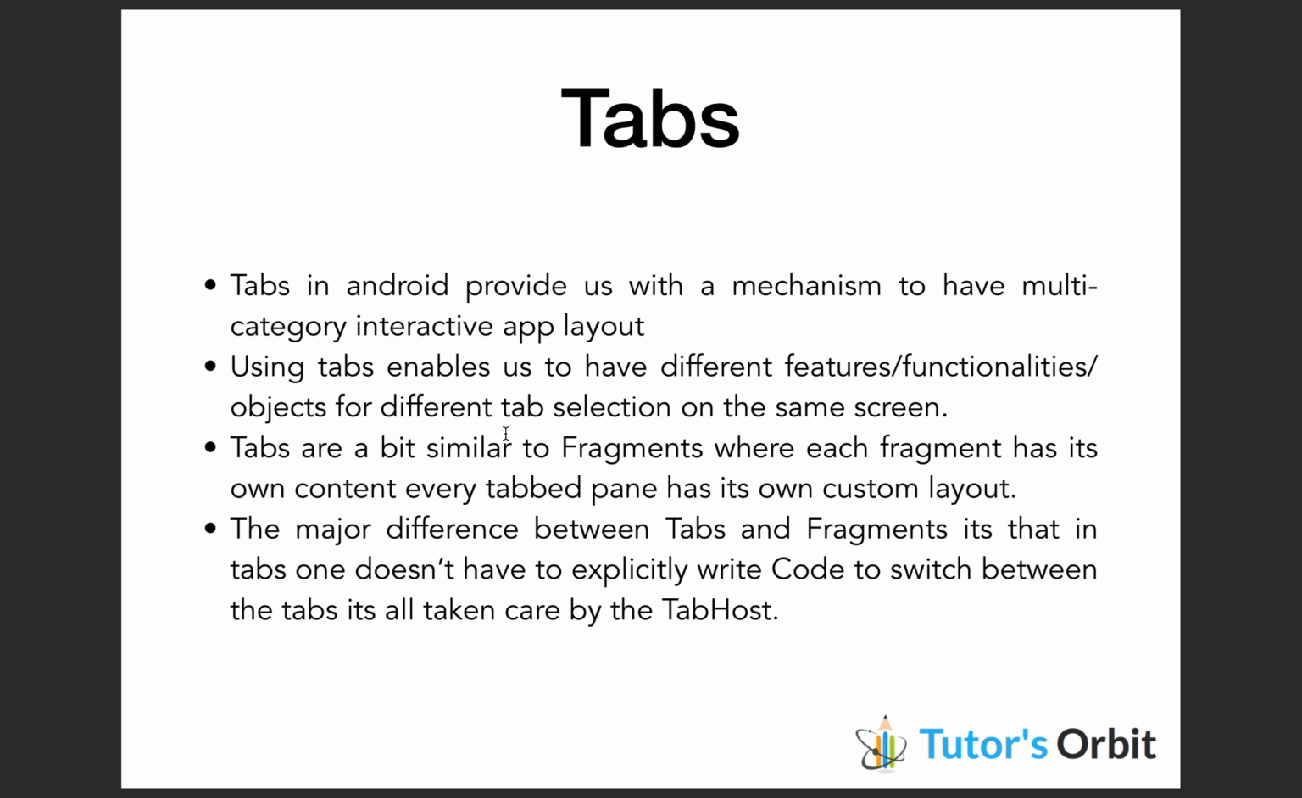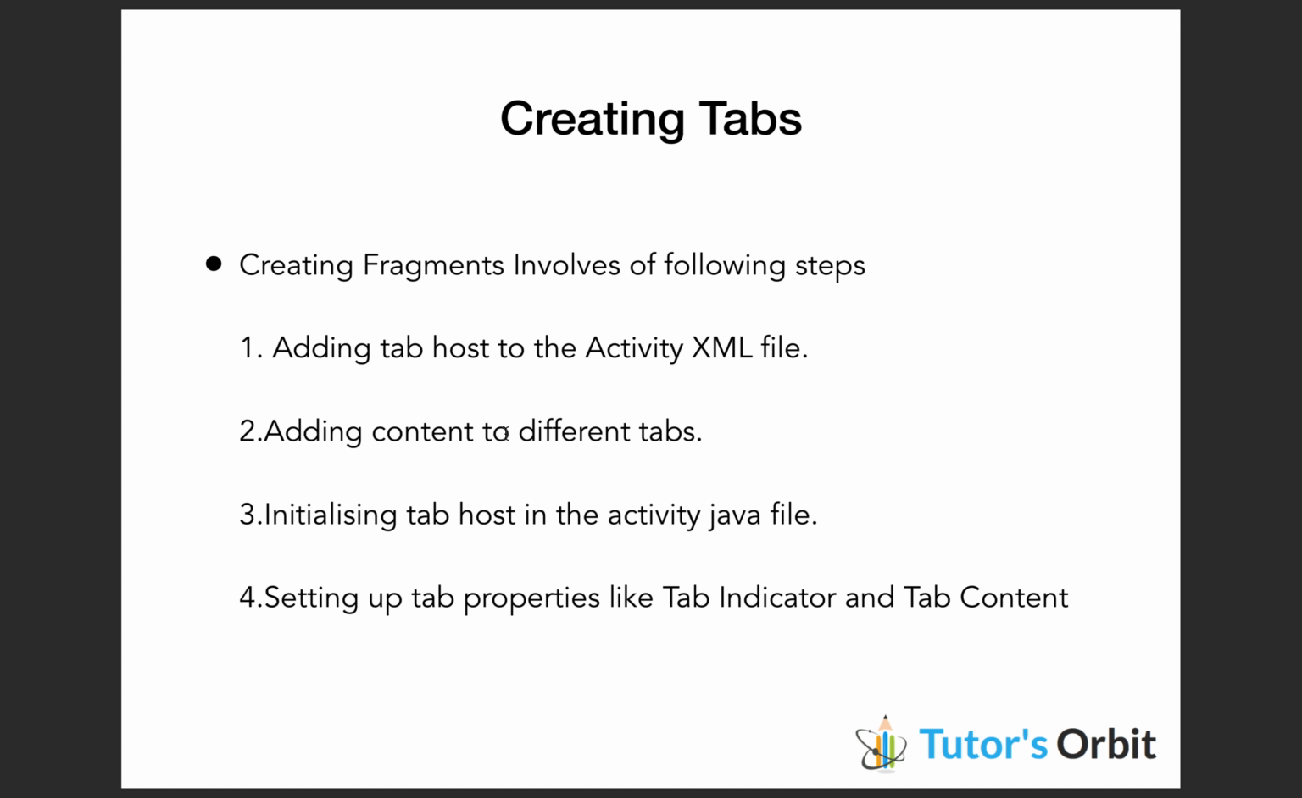The concept in tabs is that the tab host would take care of all those things, and you don't have to write code explicitly for finding the buttons or creating buttons. You don't have to add additional elements when you're using tabs. So to create the tabs, first we have to add a tab host to our activity XML file, then add different contents to the tab, then initialize the tab host in our Java file, and then set up the tab properties like the tab indicator and the tab content. We will learn about these properties while we have our hands on.